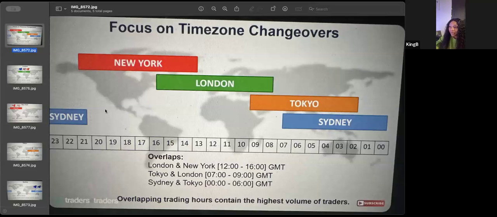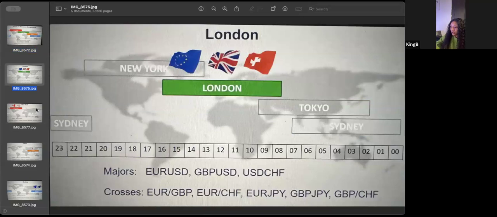Now, let's look at the pairs that are attached to these sessions. Let's look at the London session now. You have EUR/USD, GBP/USD, USD/CHF. Now, these are normal forex pairs, and a lot of people don't trade these pairs. Many of us are gold lovers.